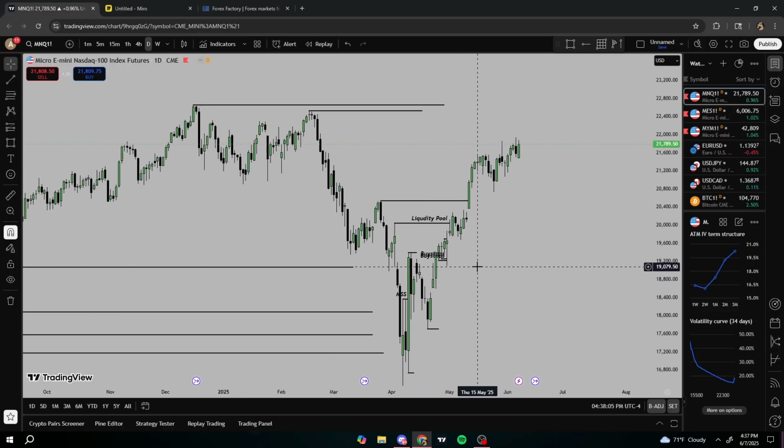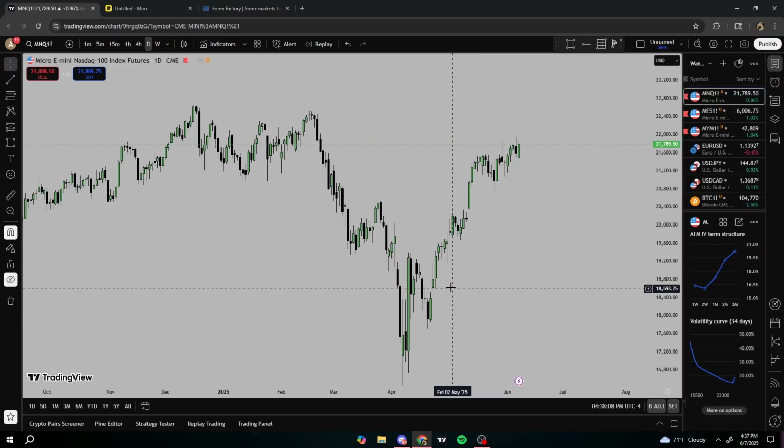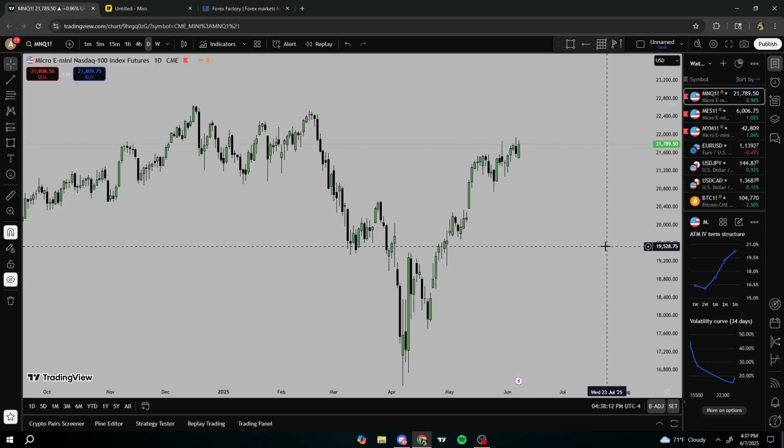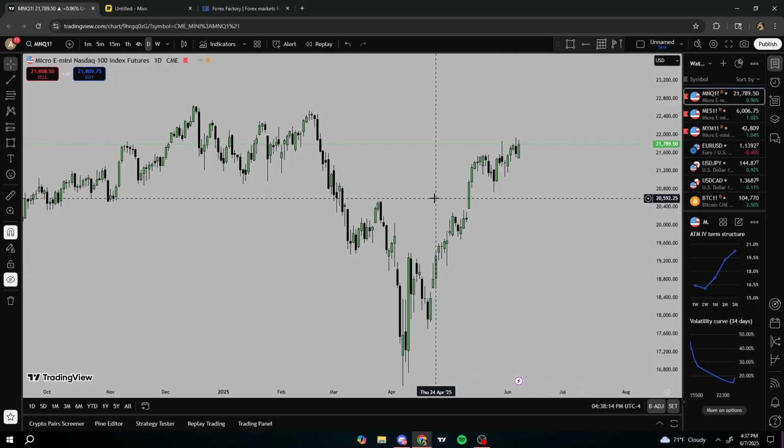And yeah, tomorrow we're going to be going over inefficiencies, these gaps in price, fair value gaps, inefficiencies in price action.